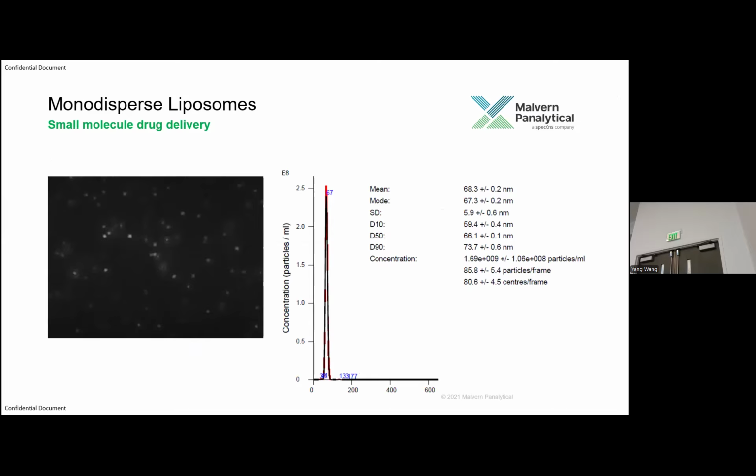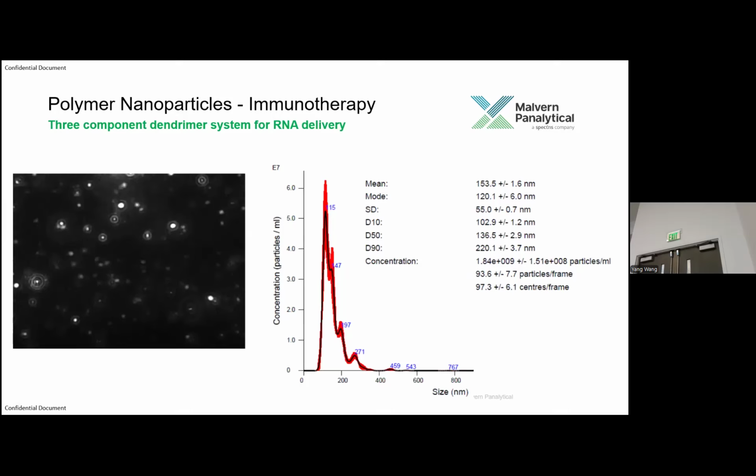So you can get monodispersed populations where we see the mean and the mode in close agreement with one another. The standard deviation in this case is only 5.9 nanometers, and then you have D values and a high concentration. So this is a well-defined monodispersed sample of liposomes. Polymer nanoparticles might show a little bit of aggregation. You can see that displayed in the size and concentration graph. You can see the standard deviation in this case is about 55 nanometers, compared to the 5 nanometers we just saw.